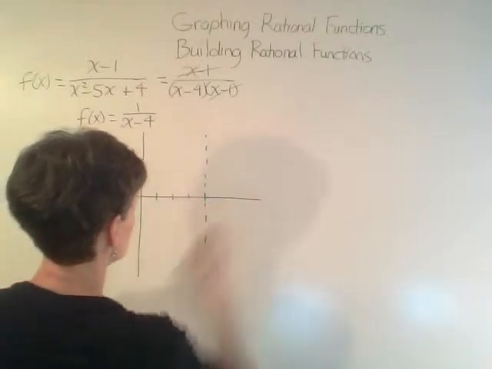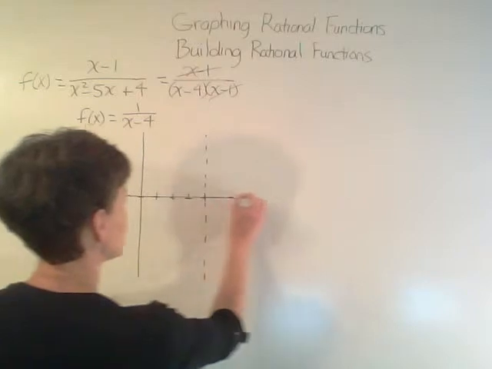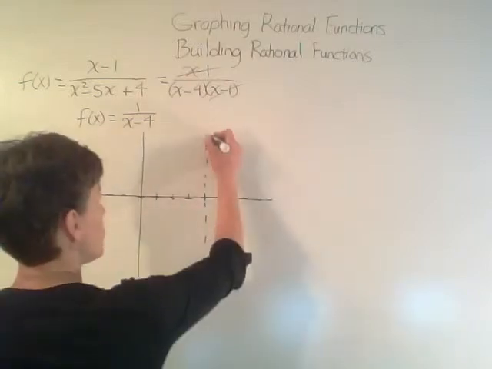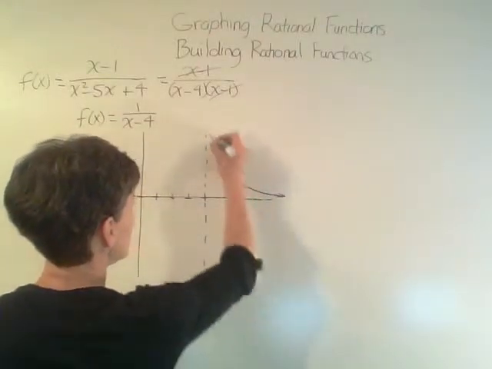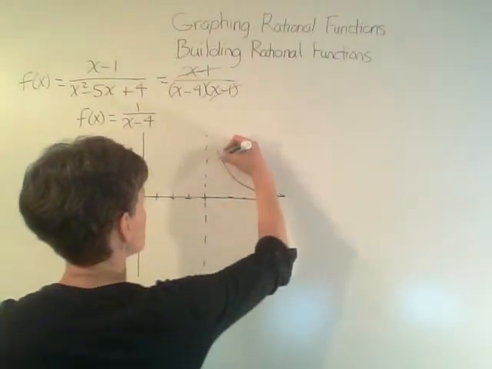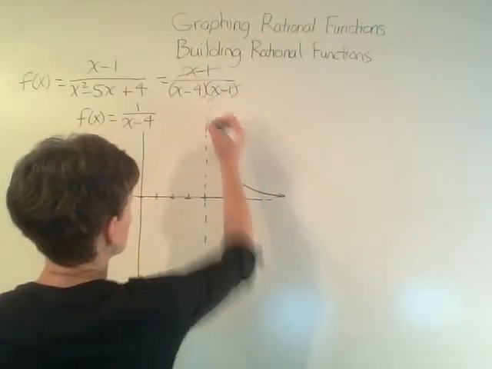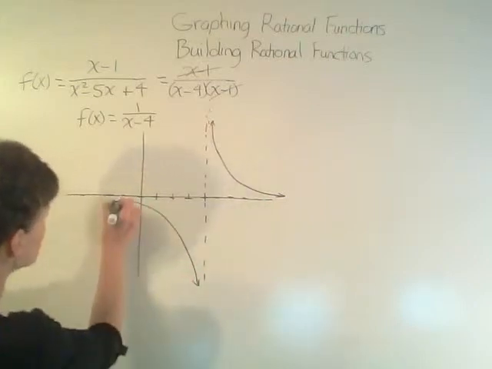Here's my new vertical asymptote. My original asymptote is at y equals 0. And because it's a takeoff on the y equals 1 over x curve, I know that my function is going to hug these asymptotes like this. Over here, and hug this one like this.